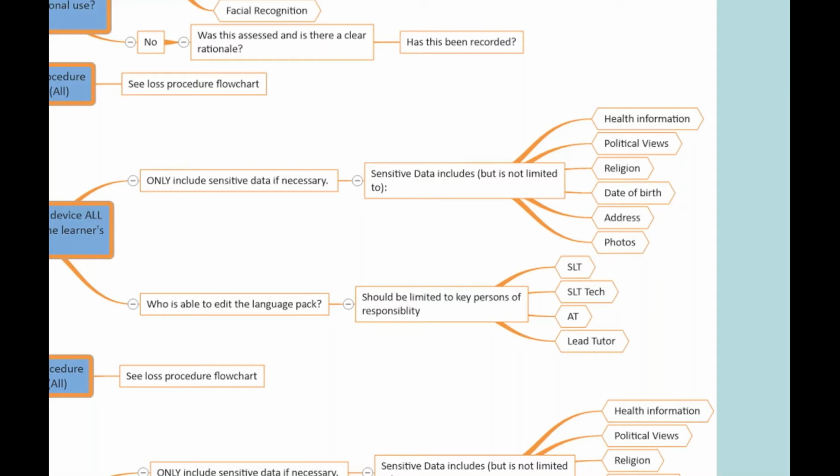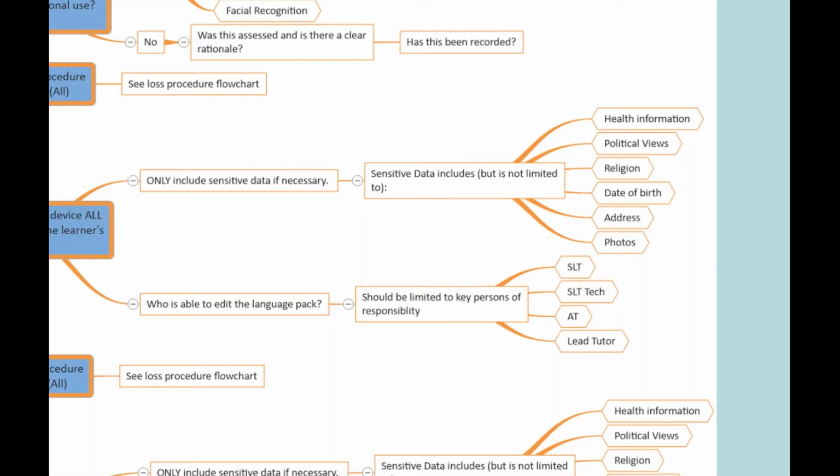The other thing that we put in place at Beaumont College is we've said there's a limited range of people on devices that belong to the organisation who are able to edit the language pack. And this is to make sure that lots of data doesn't end up on that device that is not necessary and could lead to massive amounts of data loss.